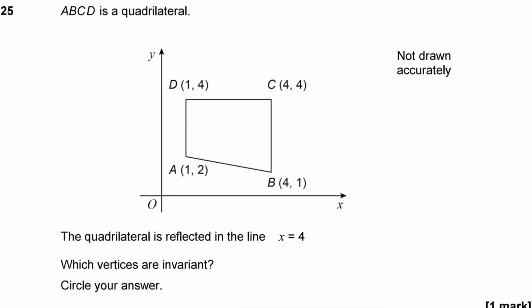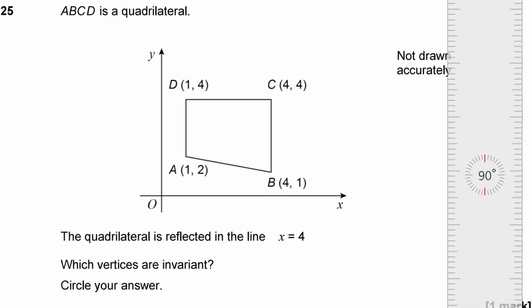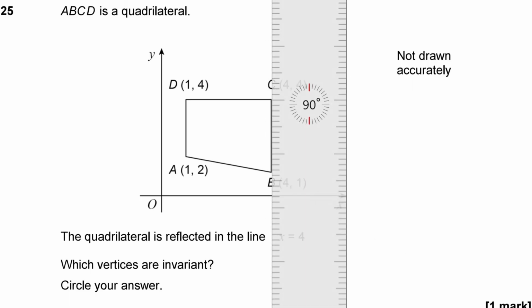ABCD is a quadrilateral, and I've got a picture of it there, and I can see the coordinates of each of the vertices, and it says the quadrilateral is reflected in the line x equals 4. Which vertices are invariant? Now, invariant means that when the transformation happens, those particular vertices don't move. Okay, so where is the line x is equal to 4? Now you should remember that a line with the equation x is equal to something is a vertical line through that number. So it's going to be this line here, isn't it?